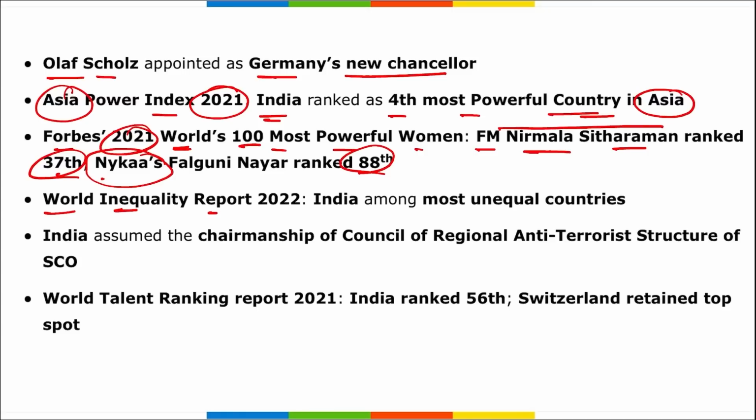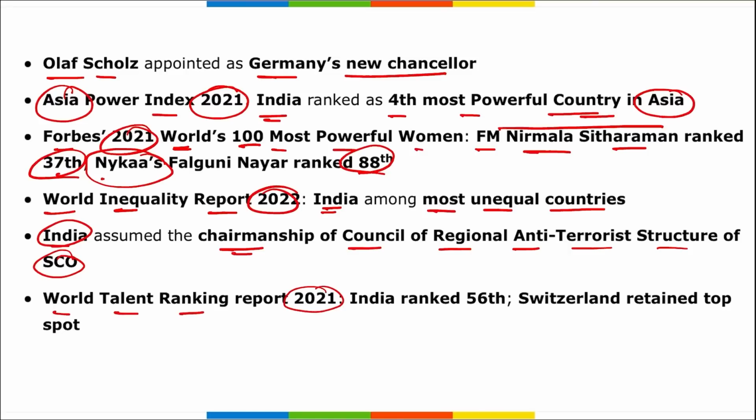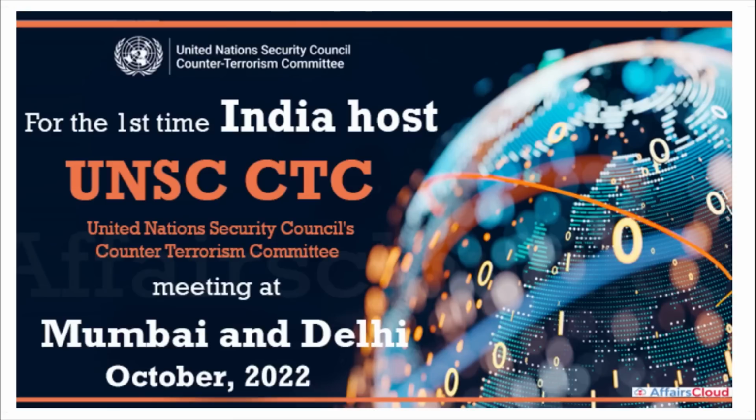Then the World Inequality Report of 2022 was released, where the rank of India among the most unequal countries was given. Then India assumed the chairmanship of the Council of Regional Anti-Terrorist Structure of SCO. The World Talent Ranking Report of 2021 was released, and here the rank of India was 56, followed by Switzerland on the first position. So in the World Talent Ranking Report of 2021, the country that topped is Switzerland.